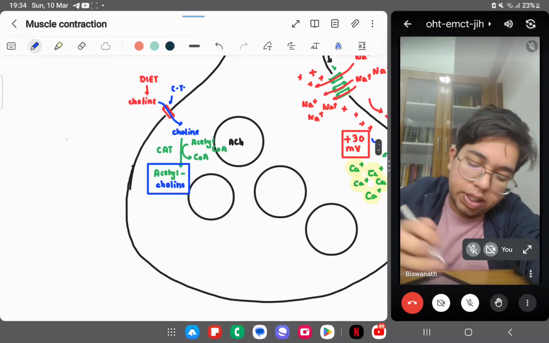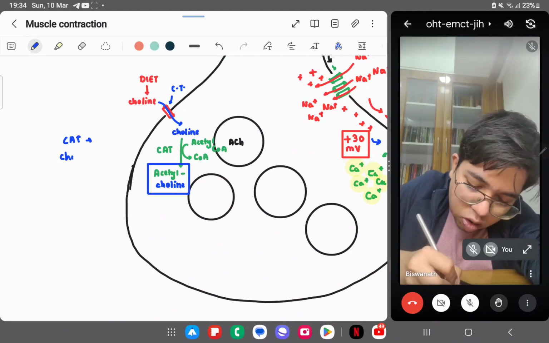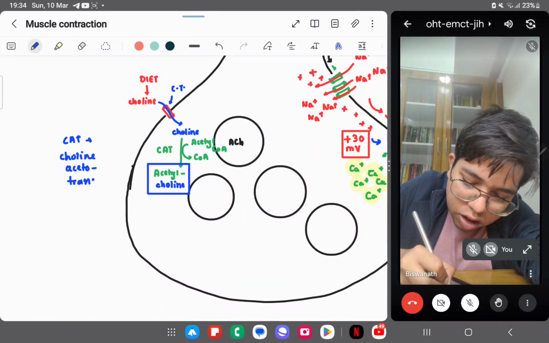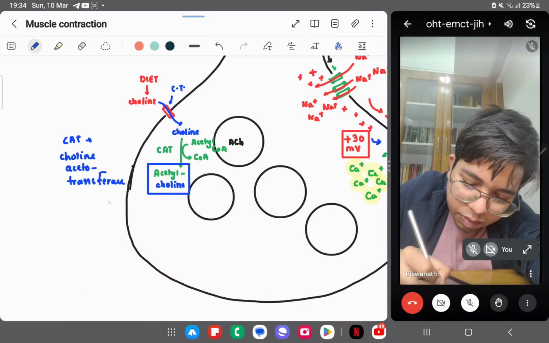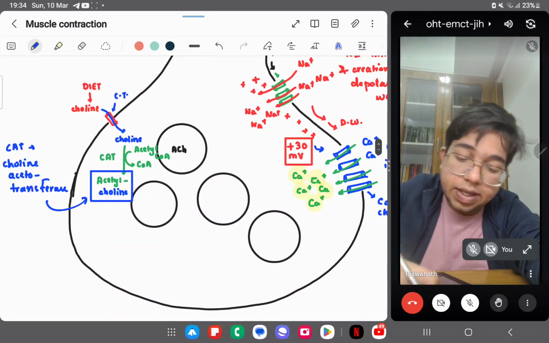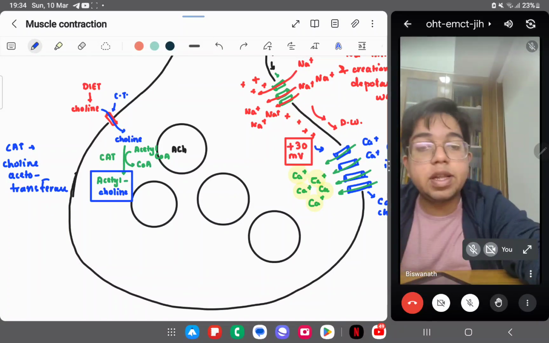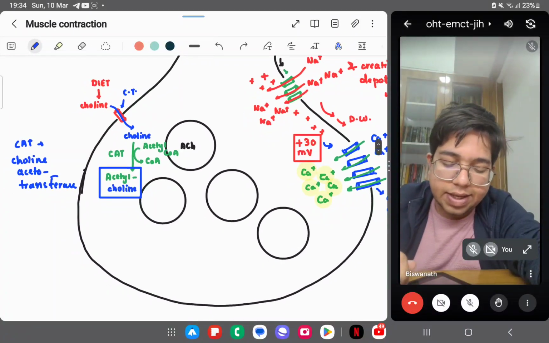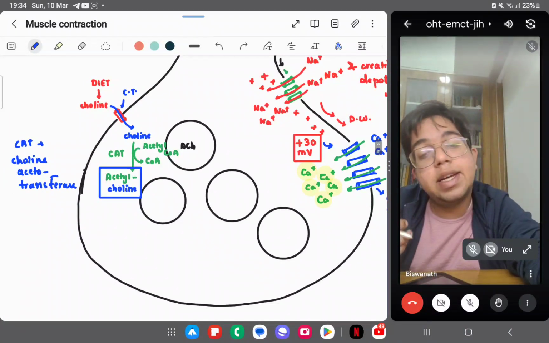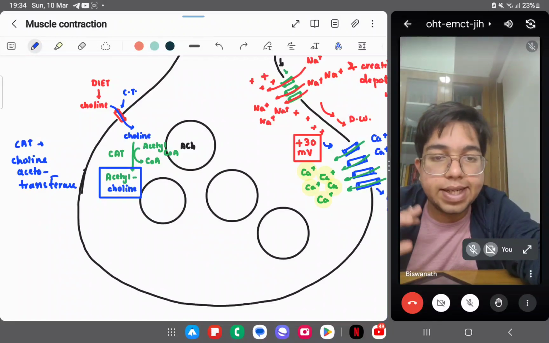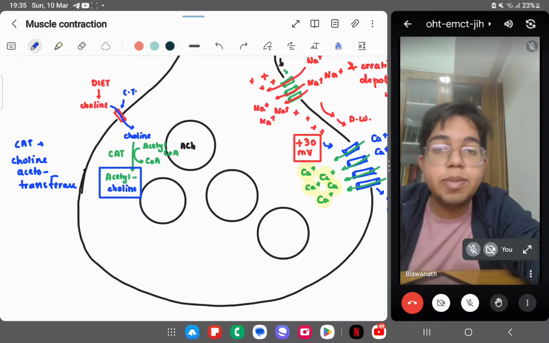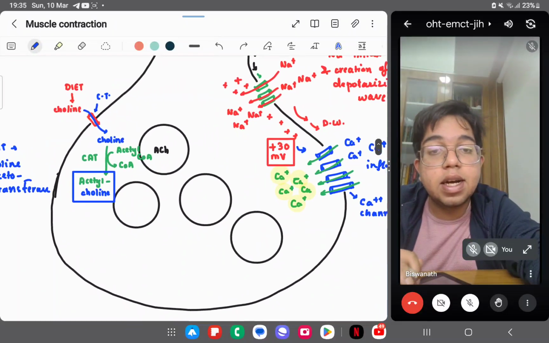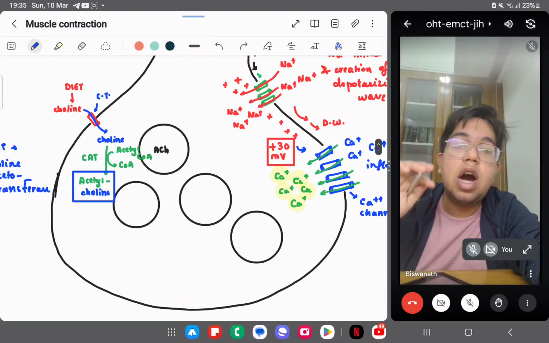CAT is choline acetyltransferase, and this choline acetyltransferase is breaking the bond between the acetyl group and CoA, and adding the acetyl group to form ACh. So basically, this is the whole fact of how it is going in.